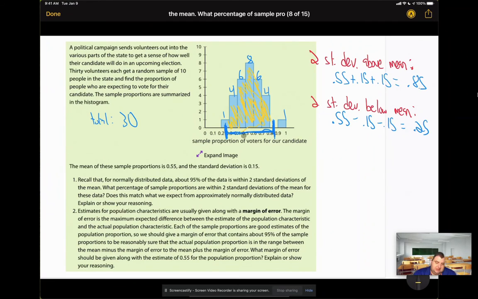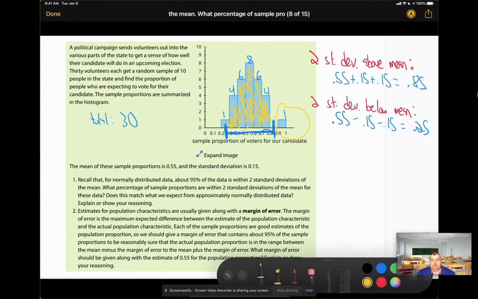Now the problem is this particular one right here, we don't know where that falls. We don't know whether it falls below 0.25. Let's just count it for the sake of this. So that would mean all of this is within 2 standard deviations of the mean. The only one that isn't is this one right here, so 29 out of 30 is within 2 standard deviations of the mean.